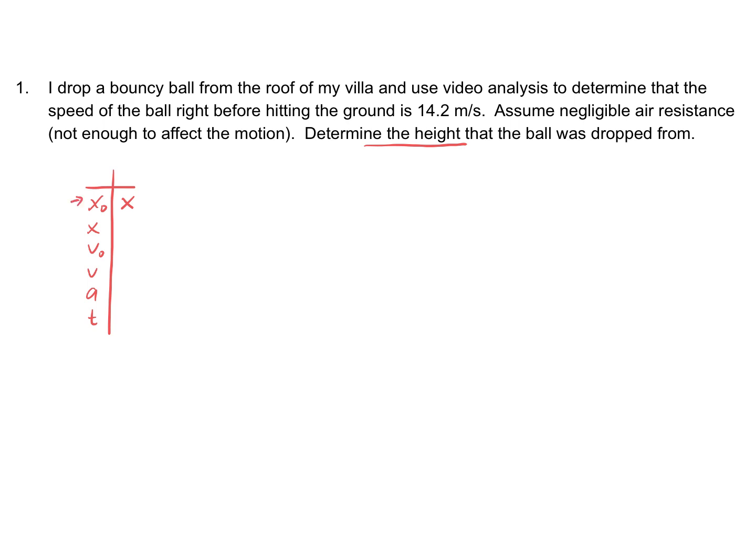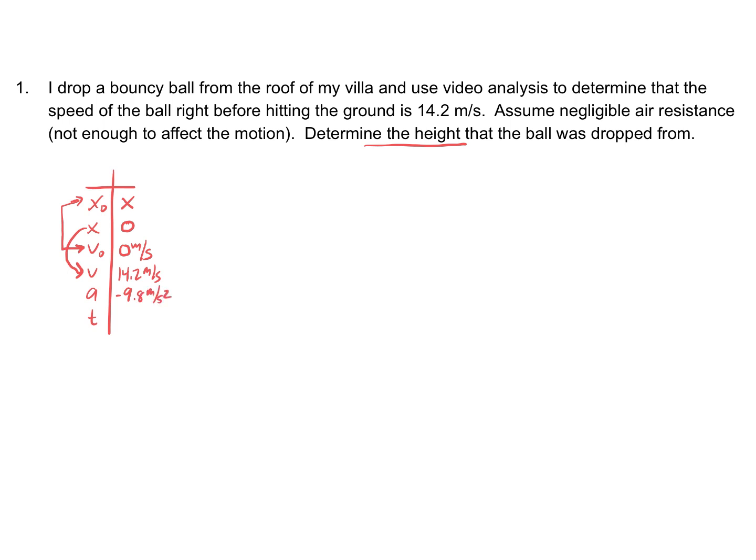Now I know that at that position, if I drop it, the initial velocity is 0 meters per second. Now, I'm going to say my final position is 0. That's down at the ground. When it's at the ground, I know the speed because I used the video analysis and I was able to get 14.2 meters per second. And with that, I know, of course, that when an object falls with no other forces other than gravity, because air resistance is negligible, I can go ahead and make the acceleration 9.8 meters per second squared.